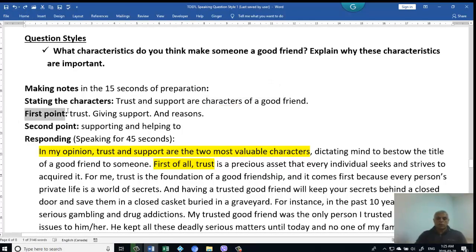Then my first point here, because I have to explain it: trust, giving support, and reasons. When I explain trust, I have to give support why trust is a very important characteristic for a good friend. Then when I have supported it, I also have to give reasons why that trust is good. Then the second point, supporting and helping too. For example, we say trust, then we have supporting and helping too, then you continue talking about it.